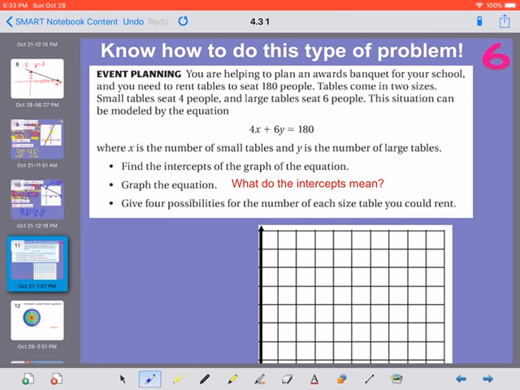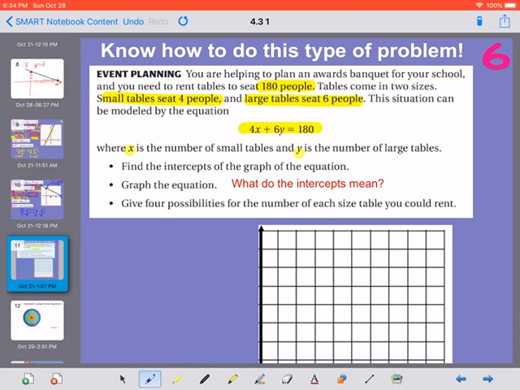We have one question left. This one is a bit of a challenge, and you will, I believe, need to know how to do one of these for your homework. It says, event planning. You are helping to plan an awards banquet for your school, and you need to rent tables to seat 180 people. Tables come in 2 sizes. Small tables seat 4 people, and large tables seat 6 people. This situation can be modeled by this equation. They tell us what equation to use. X is the number of small tables, and y is the number of large tables.